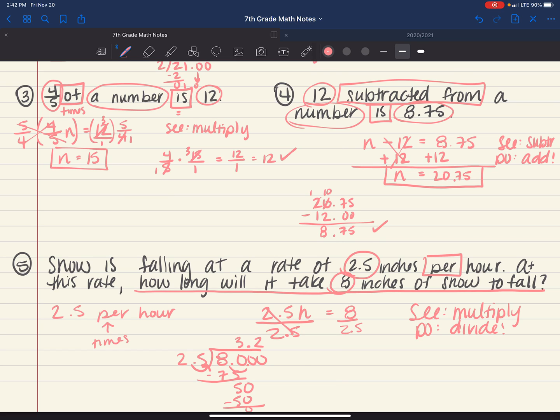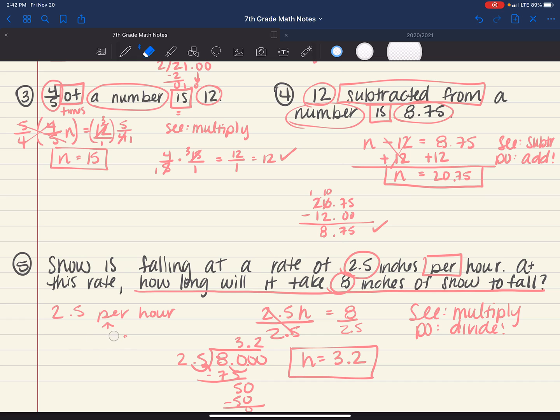So h equals 3.2. So it'll take 3.2 hours, which is not 3 hours and 20 minutes. It is 20% of 60? 3 hours and 12 minutes. It will take 3 hours and 12 minutes for 8 inches of snow to fall, going at the rate of 2.5 inches per hour. Now for me to check this, I'm going to do 3.2 times 2.5.